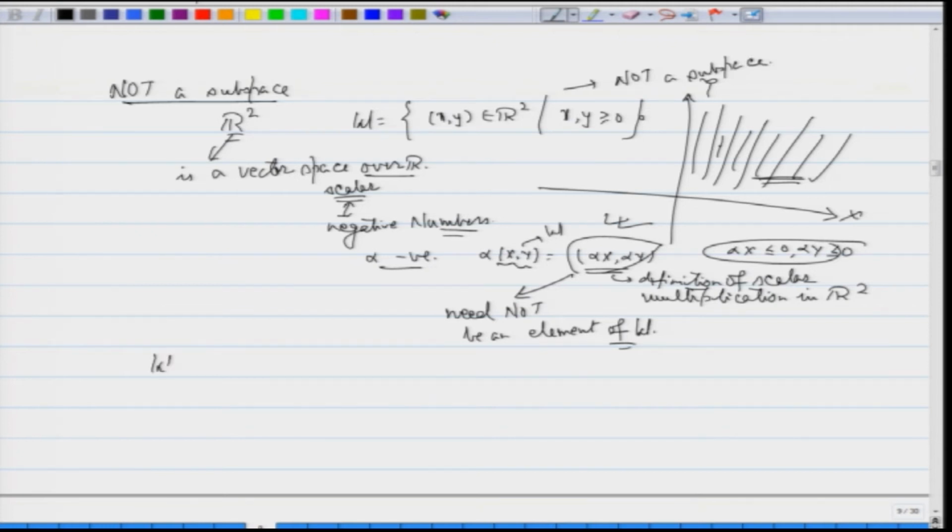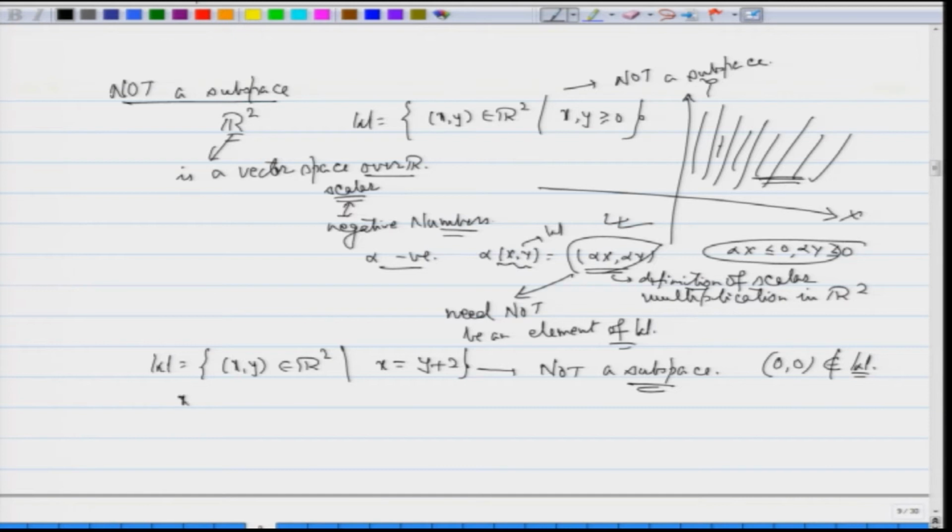Fine. Similarly, if I take W equal to all (x, y) belonging to R², so that x is equal to y plus 2, this is not a subspace. Why is it not a subspace? Because note that the vector (0, 0) does not belong to W. Or, if I take two elements, say (x1, y1) and (x2, y2) belonging to W, then x1 is equal to y1 plus 2 and x2 is equal to y2 plus 2. So now if I add them, I get x1 plus x2 is equal to y1 plus y2 plus 4.